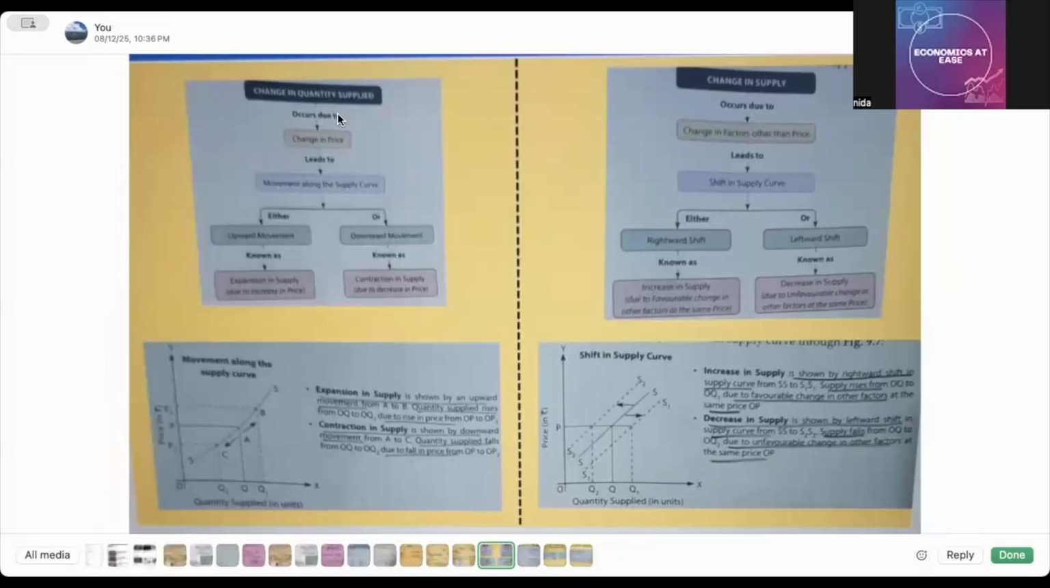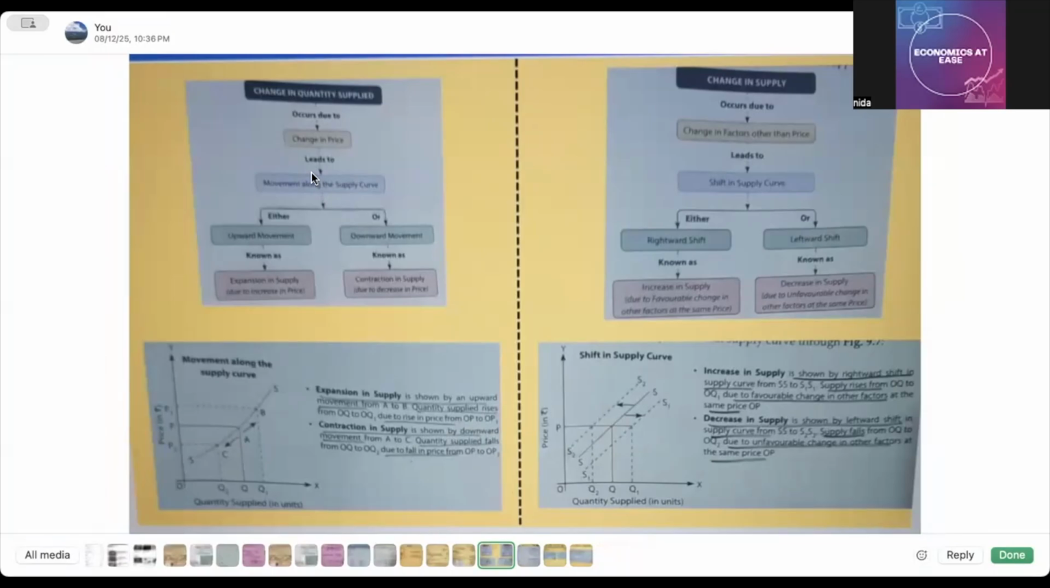Change in quantity supplied. Okay, change in quantity supplied occurs due to a change in price. You can zoom it. It leads to movement along the supply curve. Now, how do movements happen? They are of two types. There is upward movement and downward movement. Upward movement is also known as expansion in supply, and downward movement is also known as contraction in supply.